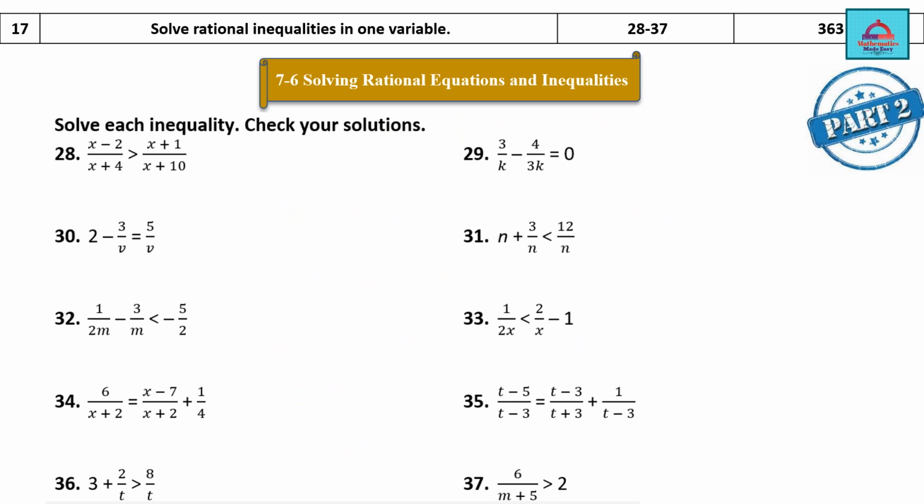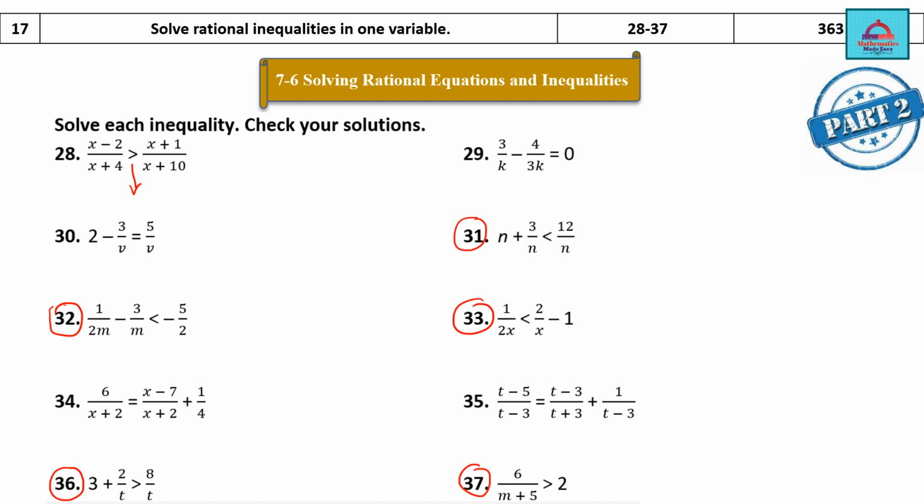Thank you. Let's solve the questions on lesson 7.6 now, solving rational equations and inequalities. So I hope you can see the difference here. This is an inequality where you have greater than, less than, greater than or equal to, less than or equal to. Questions 28, 31, 32, 33, 36 and 37 are inequalities where you don't have the equal to sign, you have less than or greater than. And the ones where you have the equal to sign are called rational equations. And when I say rational, it means it has a numerator and a denominator.